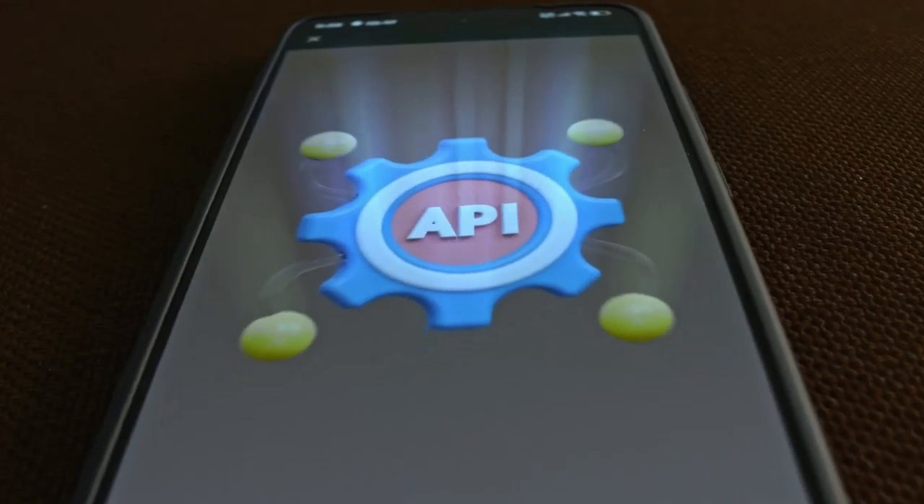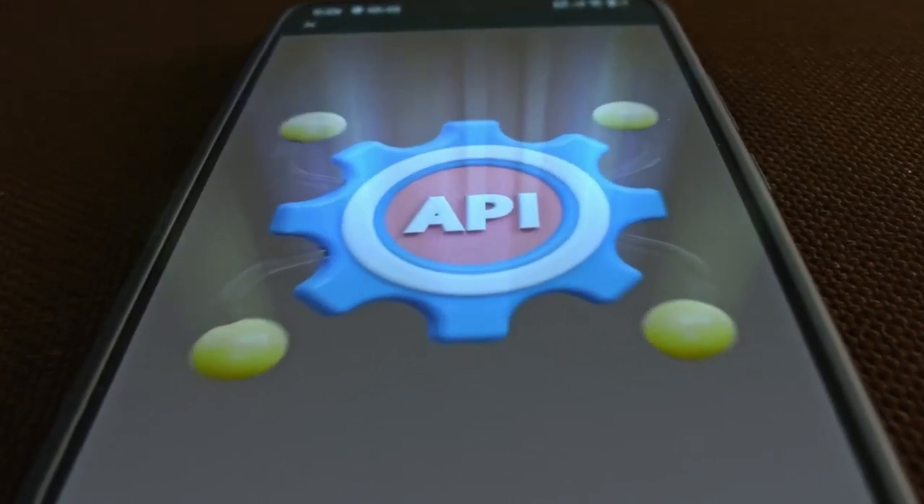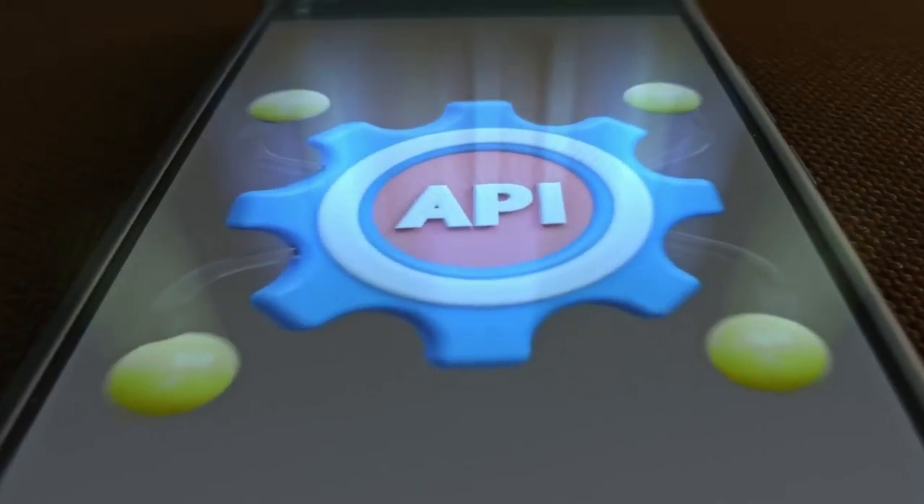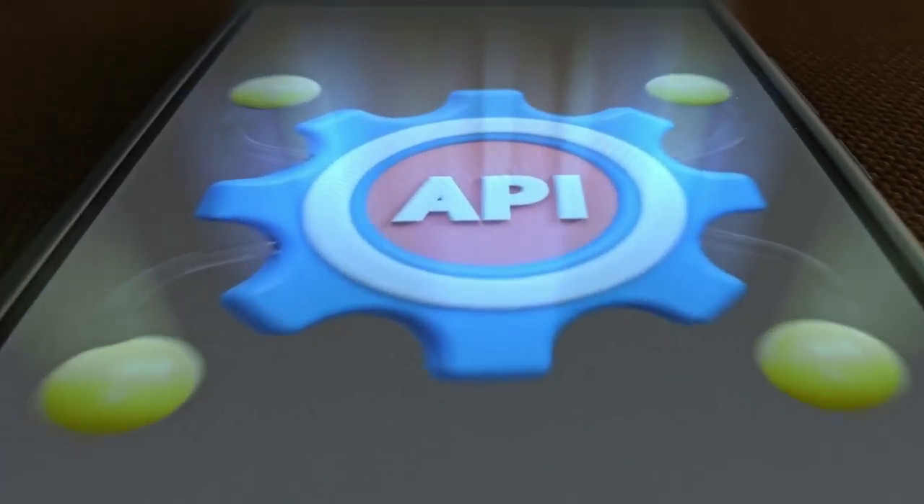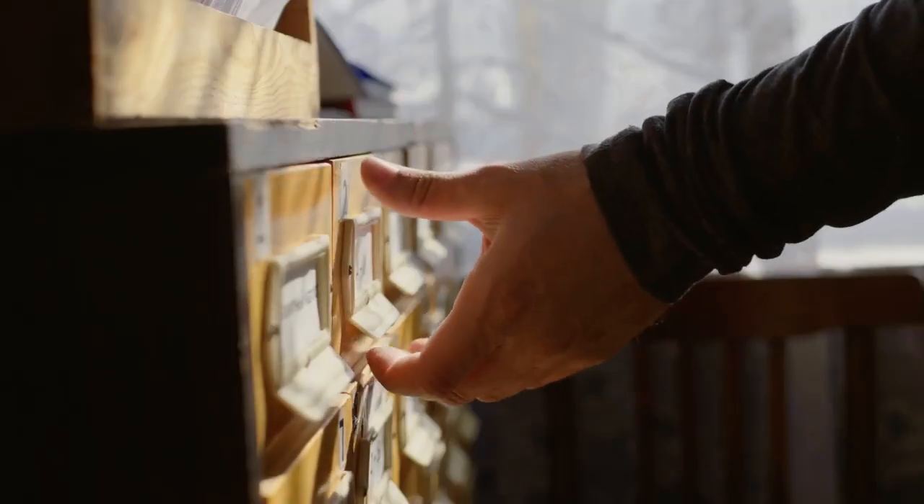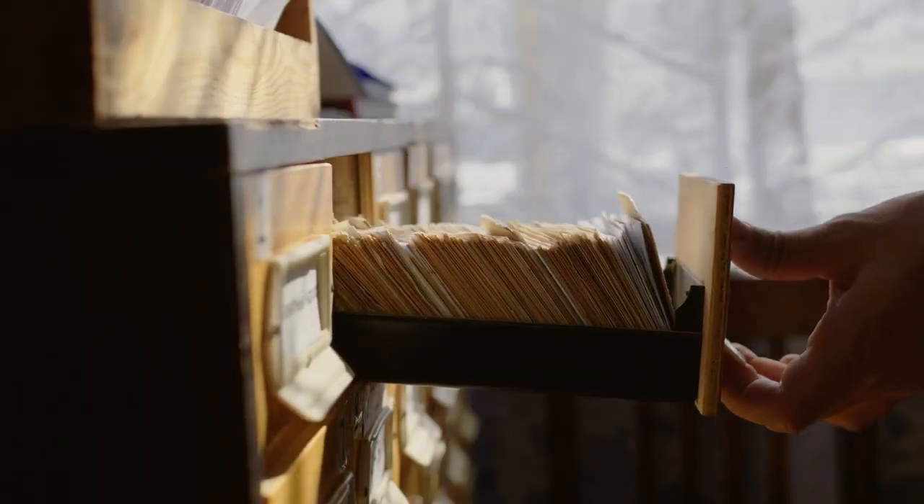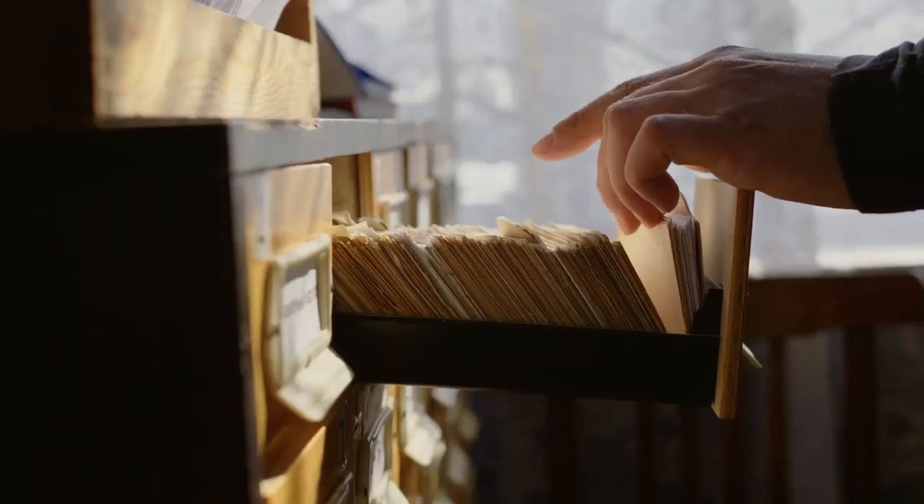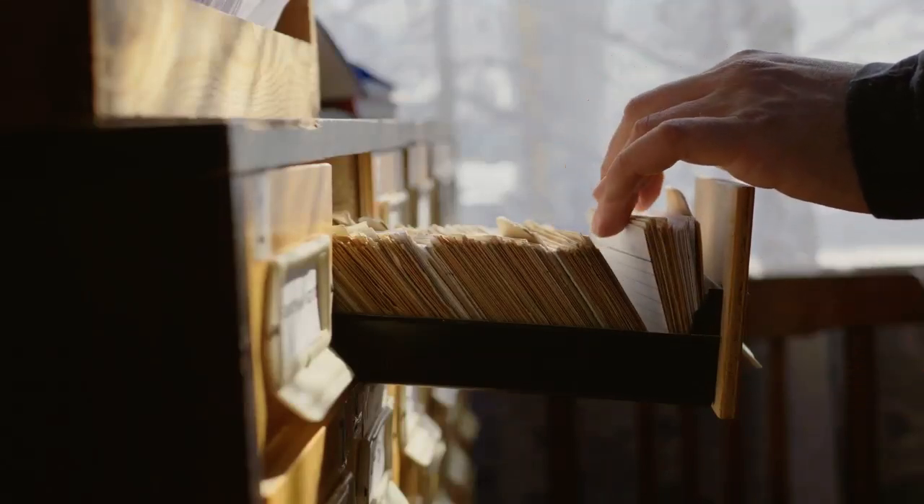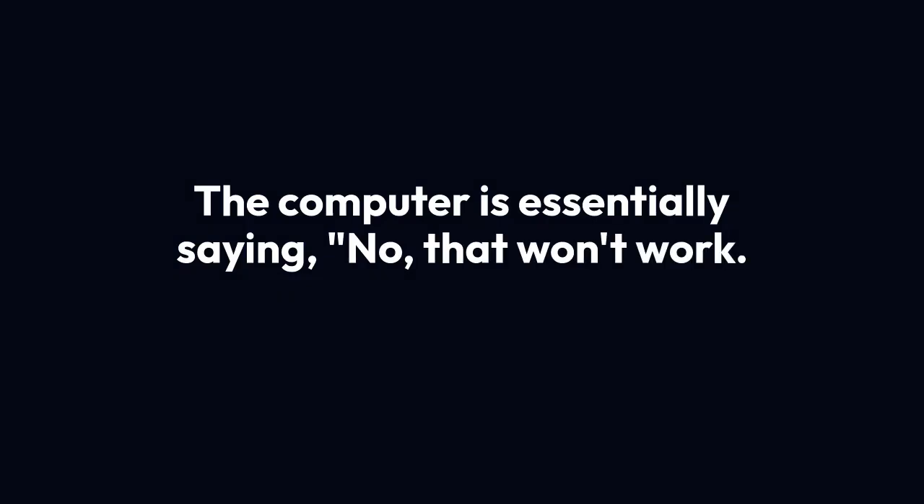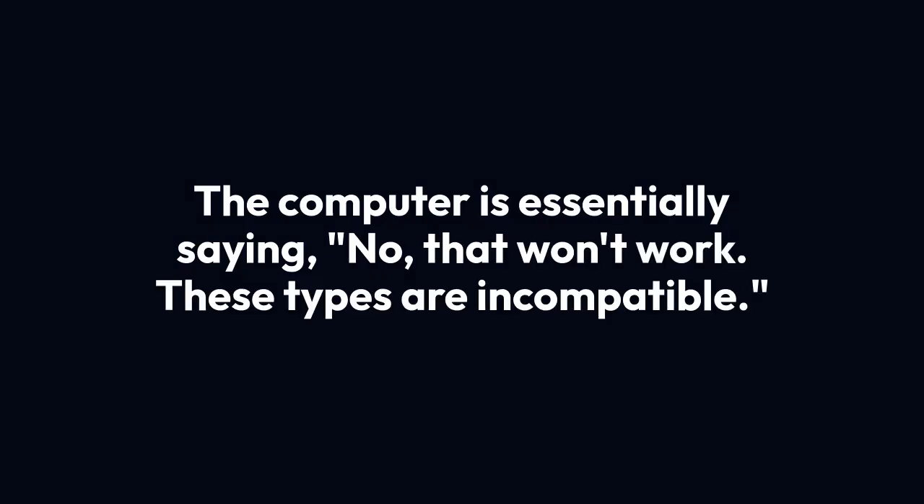Finally, typecast is when you tell the computer, hey, treat this item as if it were this other type. You're trying to force a shape onto something. Imagine trying to fit a square peg, which is your ListObject, into a round hole, which is where a PigeonUserDetails is expected. The computer is essentially saying, no, that won't work, these types are incompatible.